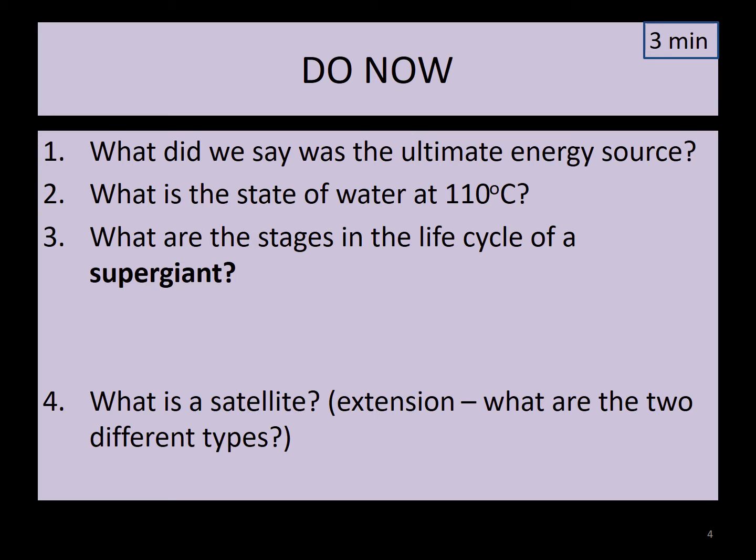Question number 1. What did we say was the ultimate energy source? If you remember from a lesson that you did about energy, I think one of the classes had a live lesson with me as well when we talked about the ultimate energy source. Do we remember what that was? The sun. Well done if you got that one correct. That was the ultimate energy source. Most of our things on planet Earth get their energy from the sun.